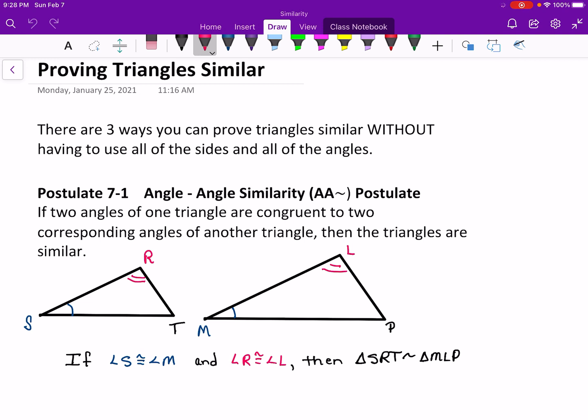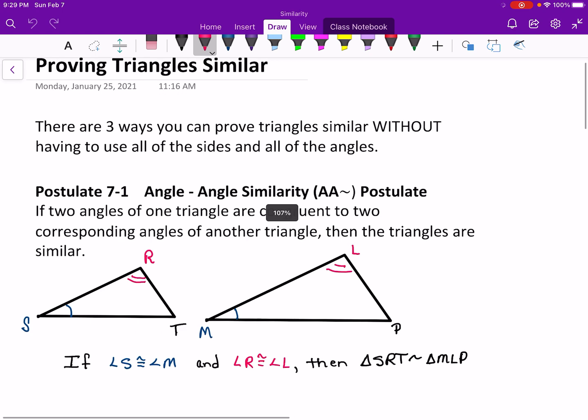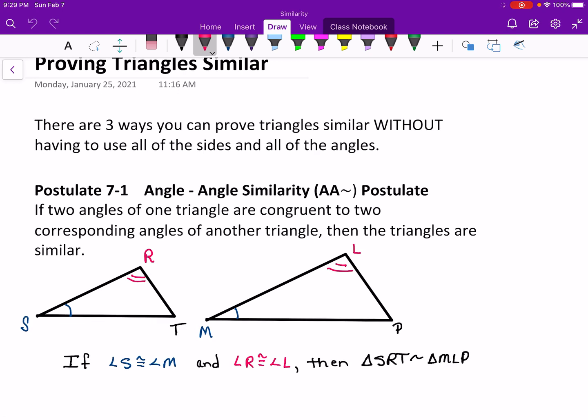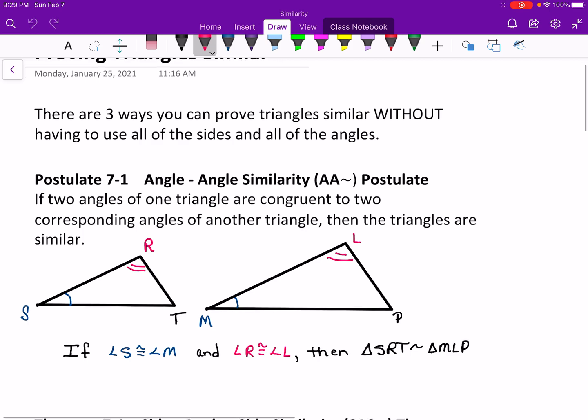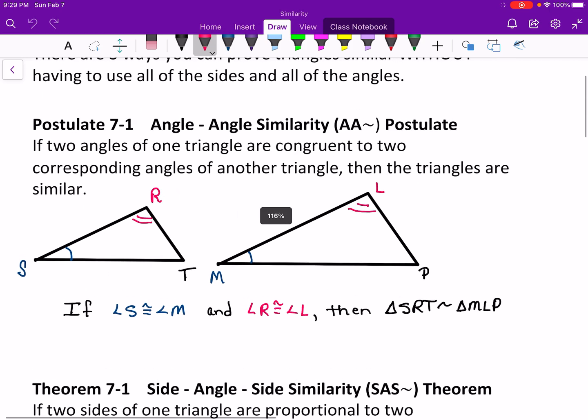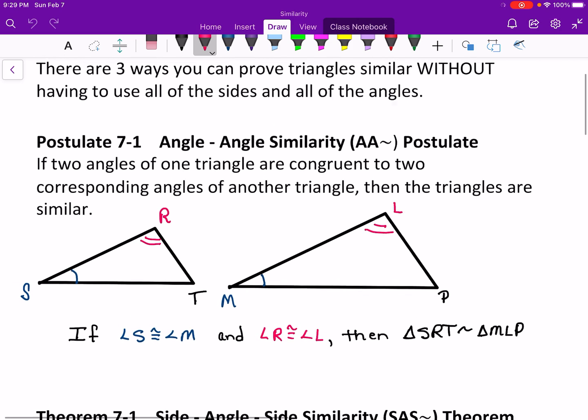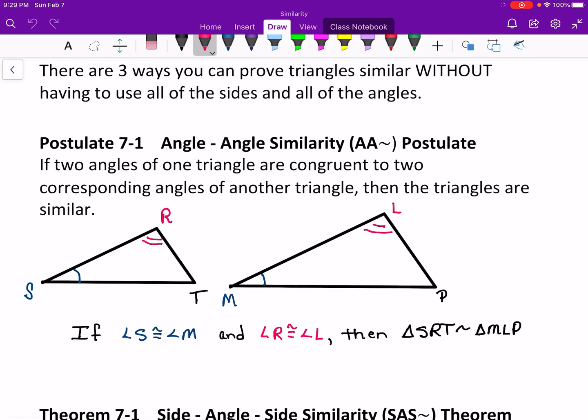One postulate, two theorems. So we're going to take a look at those three and then have you practice identifying similar triangles and identifying the postulate or theorems that are used to state that they're similar. All right, so the first one is postulate 7.1. It's called the angle-angle similarity. Notice just two A's. Angle-angle similarity postulate.